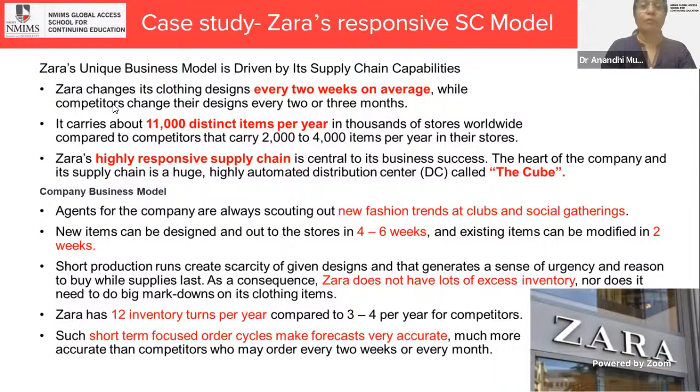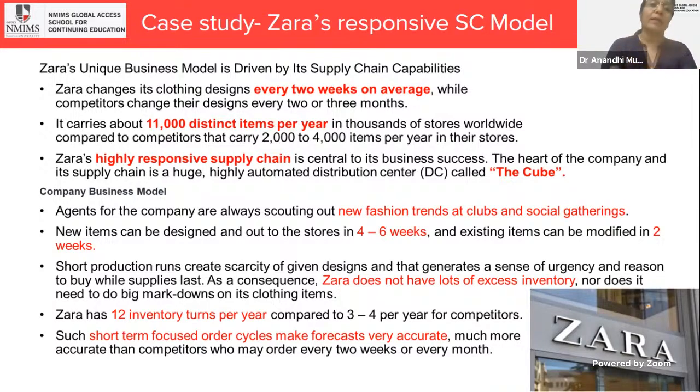Design time was 4 to 6 weeks, and existing items can be modified in 2 weeks. They kept their manufacturers and suppliers close by. Once they understand the design changes and preferences from the market through clubs, social gatherings, and so on, it takes 4 to 6 weeks for them to design it, and 2 to 3 weeks to float it in the market. And their logistics operations were also very powerful.